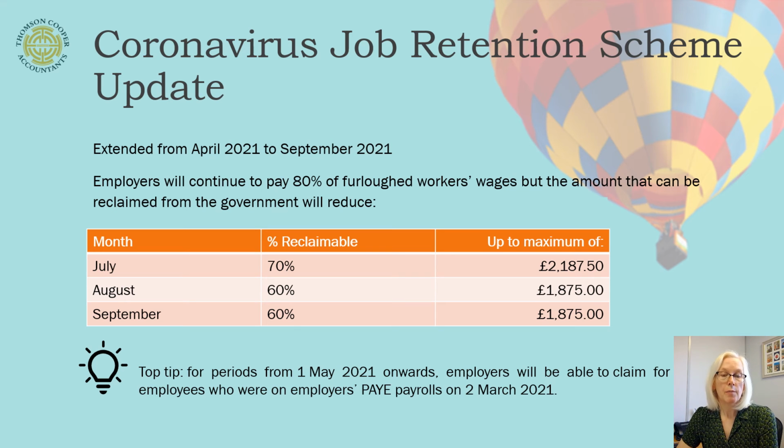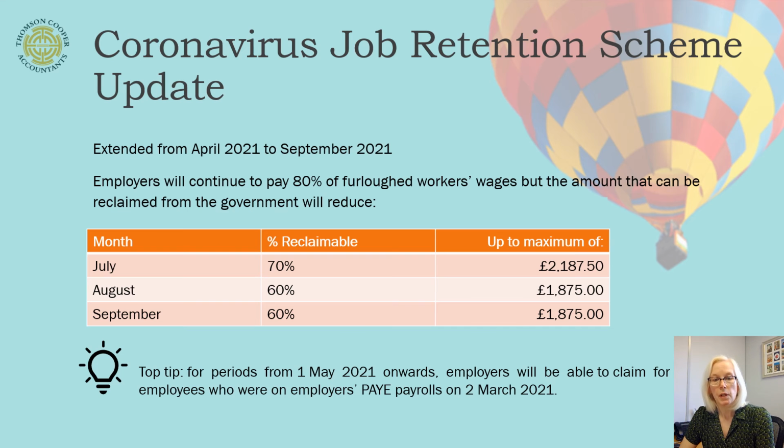The Coronavirus Job Retention Scheme has been extended further, from April 2021 now to September 2021. The requirements are that employers will continue to pay 80% of furloughed workers' wages, but the amount that can be reclaimed from the government by way of a grant will reduce from July. And in the table there you can see it's 70% reclaimable in July, with 60% for August and September. And the maximum amount reduces from £2,500 to £2,187.50 in July and £1,875 for August and September.